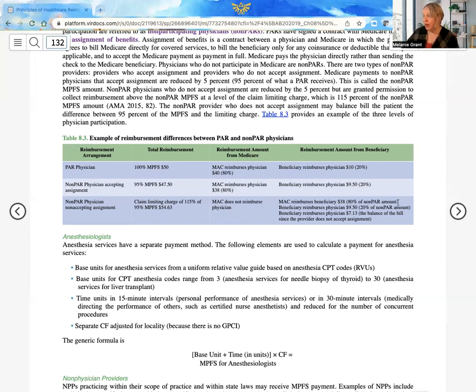Medicare will reimburse your patient $38, which is the 80% of the non-participating amount. They will then reimburse you 20% and the remaining $7.13 between your bill and the total bill. That's called balance billing. That means that a patient has agreed when coming into your office to pay those additional amounts, and many patients won't.